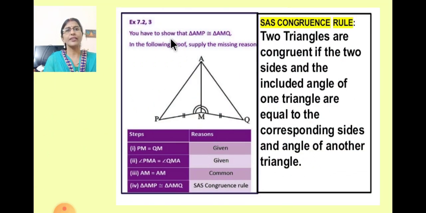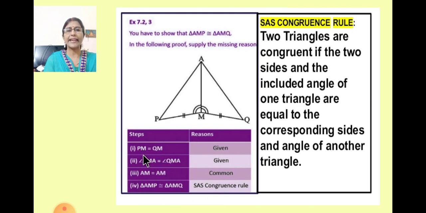Now let us continue. Now we'll do question number 3. You have to show that triangle AMP is congruent to triangle AMQ. In the following proof, supply the missing reason. So here this is the figure given for this question and these are the steps given. So children, you will have to draw the figure, you will write the question and you will write everything here, steps also as well as reasons also. So you will make this table in your notebook.